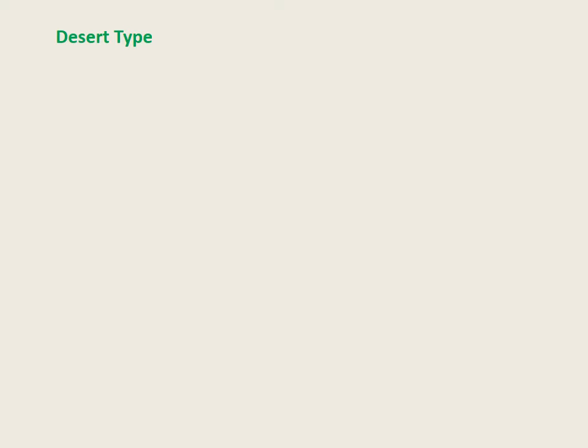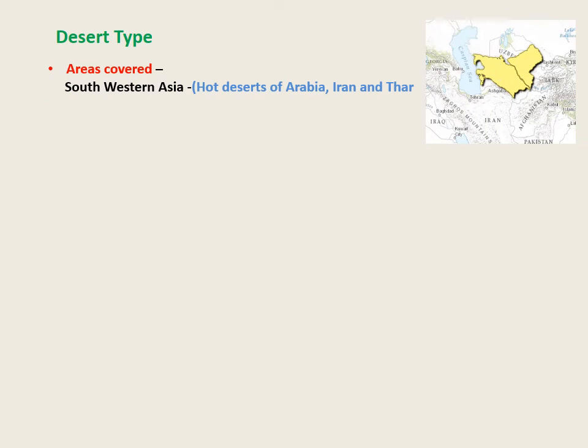Desert type. Areas covered. This climatic type is found in tropical regions of southwestern Asia, the hot deserts of Arabia, Iran, and Thar. It is also found in interior regions of temperate Central Asia like the cold Gobi Desert, which are located thousands of miles away from the sea.